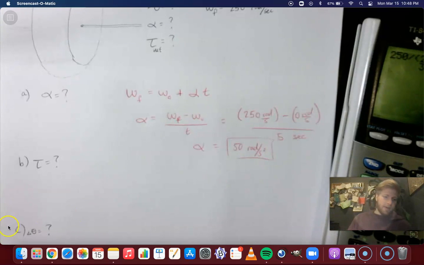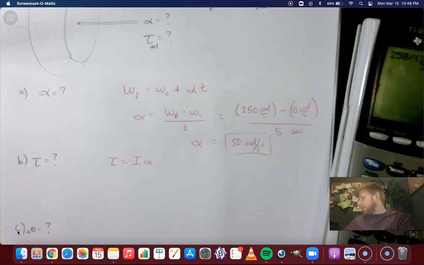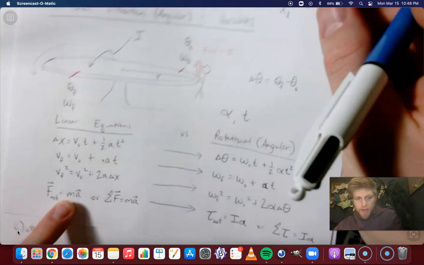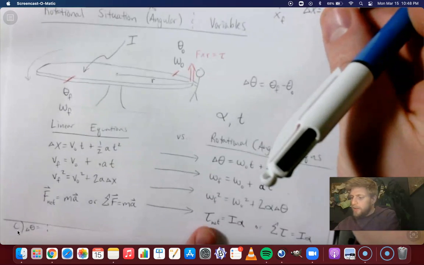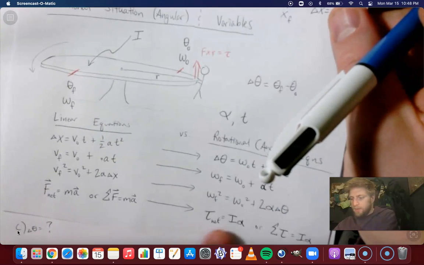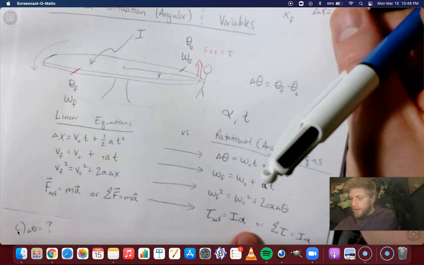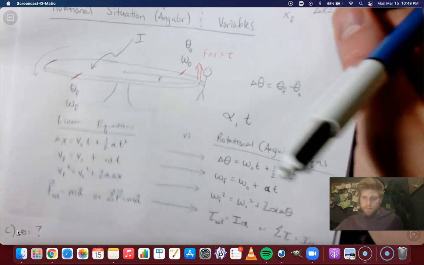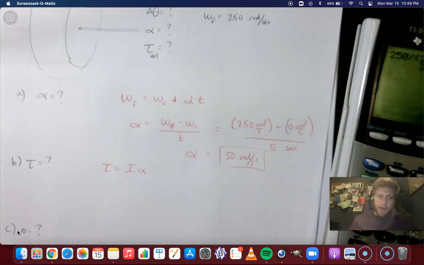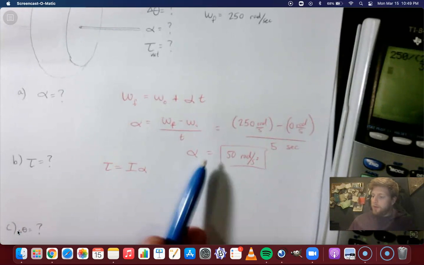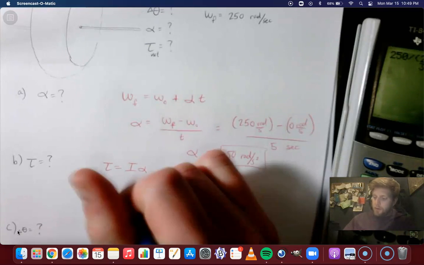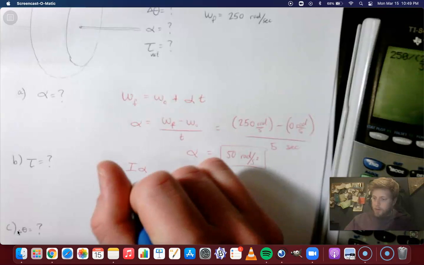Now let's look at the torque. If you look back at some of our comparisons, the net force, F equals ma, is very similar to the net torque. It's equal to the moment of inertia times the angular acceleration. So F equals ma, T equals I alpha. We want to know the net torque. We now know the angular acceleration and the moment of inertia. So that is a pretty straightforward calculation.